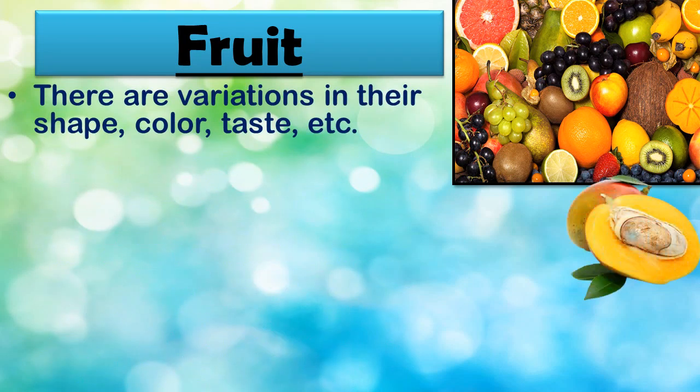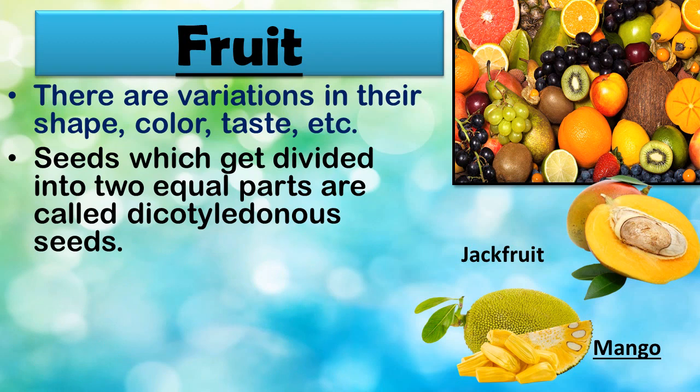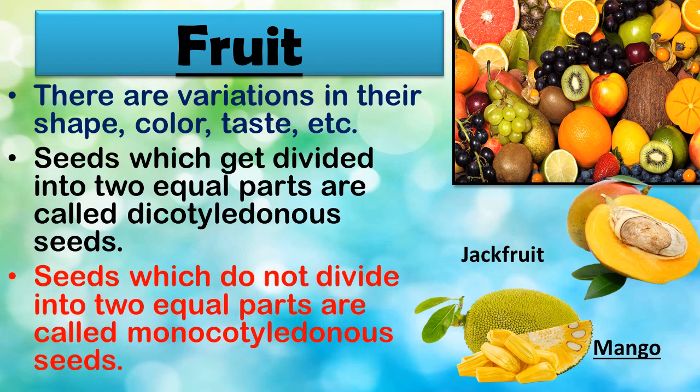And here you can observe the mango contains only one seed, whereas jackfruit consists of many small fruitlets, each with its own seeds. So there are different kinds of seed structures and different kinds of fruits. So students, a seed that gets divided into 2 equal parts is called a dicotyledonous seed. But seeds that do not divide into 2 equal parts, that means they contain only one part, are called monocotyledonous seeds. So there are 2 kinds of seeds: dicotyledonous seeds and monocotyledonous seeds.